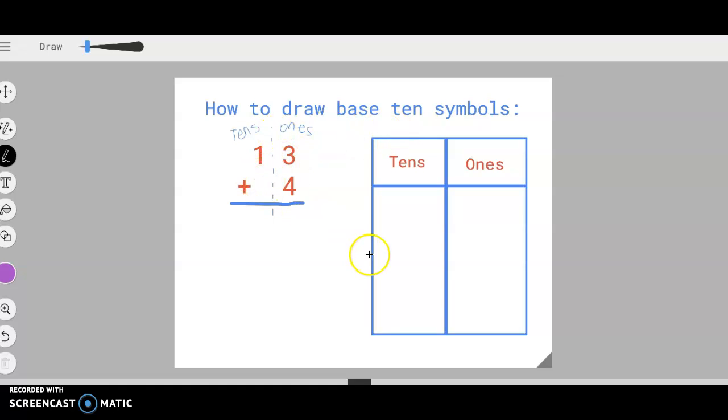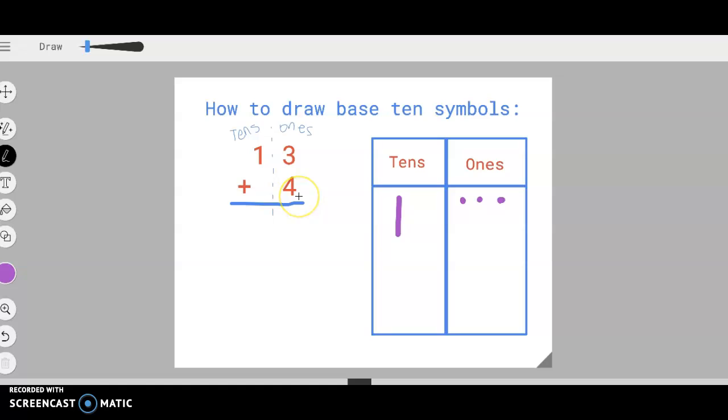So the first step we want to take is look at our first add-in, which is the number 13. Like we talked about, the number 13 has one 10, so I'm going to represent this number by drawing one base 10 symbol for the number 13. So we have 1 ten, which is one line going down, and it has 3 ones. When we represent ones, we just use dots. So I'm going to make 3 dots. 1, 2, 3. All right. So this is our number 13. The number 13 has 1 ten and 3 ones.